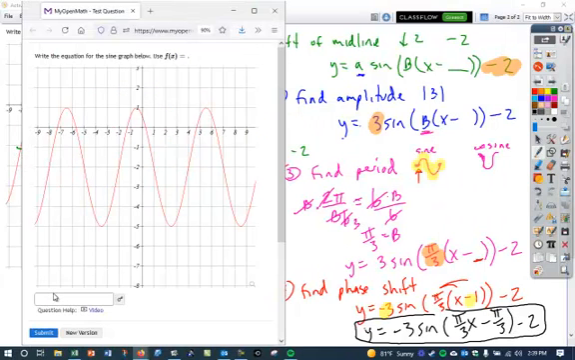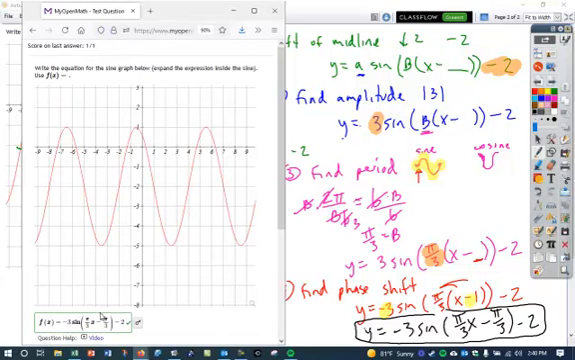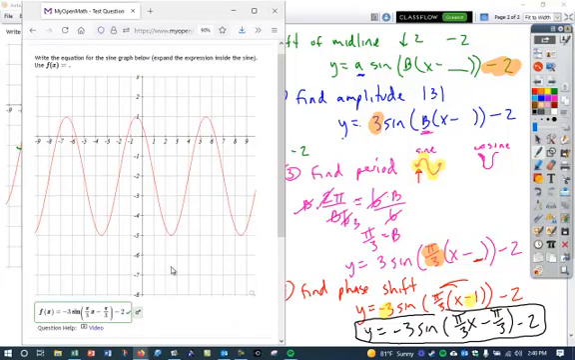If I enter this as my equation, it asks me to use f of x. So if I type this in, f of x is equal to negative 3 times the sine of pi over 3x minus pi over 3. Close that off. And then the minus 2 on the outside. When I hit submit, notice it gives me the green check. This is the correct answer.